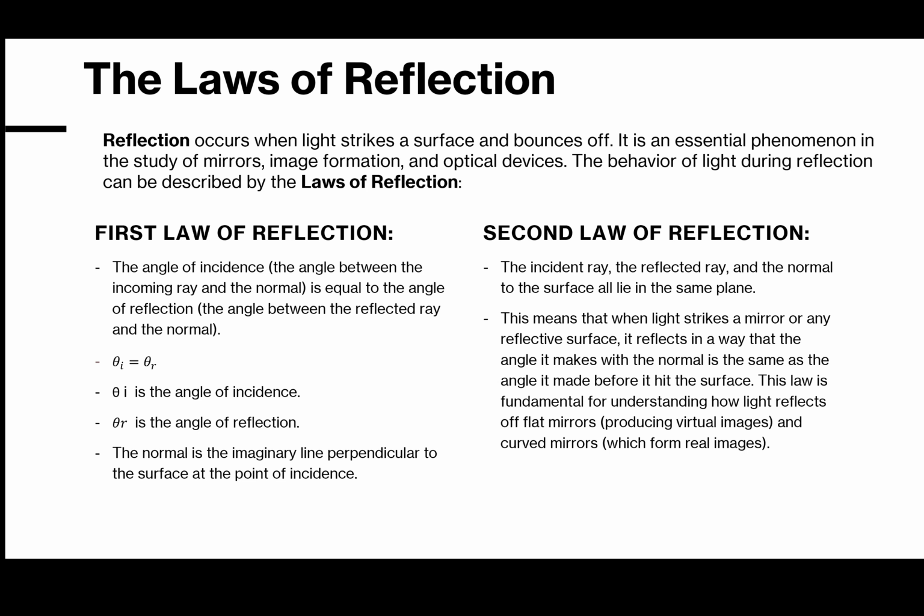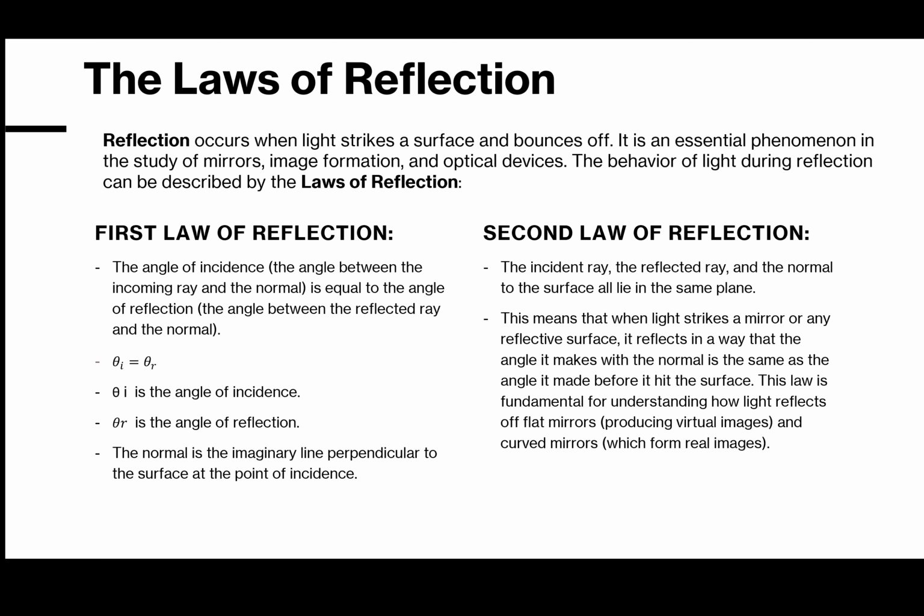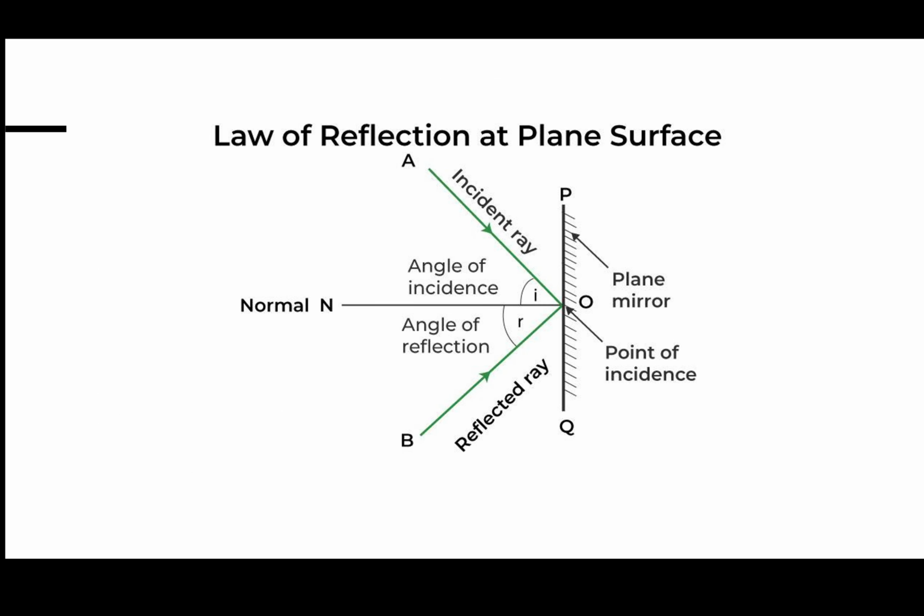The first law of reflection: the angle of incidence, the angle between the incoming ray and the normal, is equal to the angle of reflection, the angle between the reflected ray and the normal. So theta I is equal to theta R. And the second law of reflection states that the incident ray, the reflected ray, and the normal to the surface all lie in the same plane. We'll look at what that means.